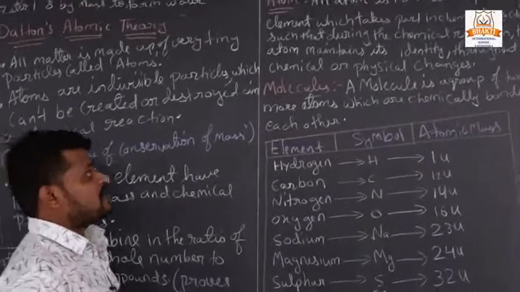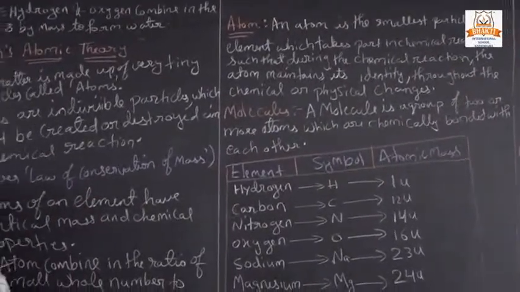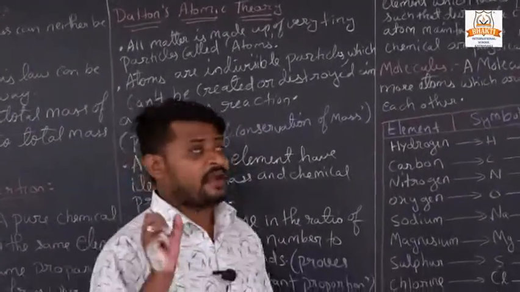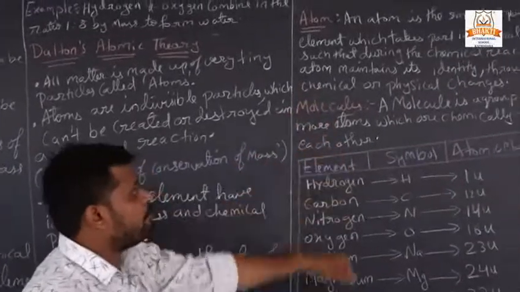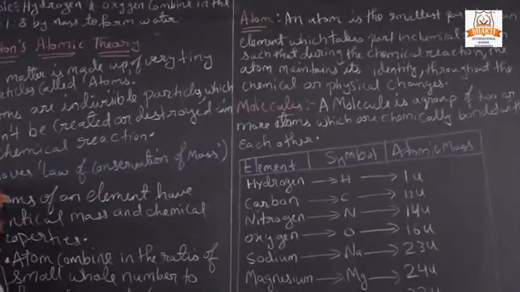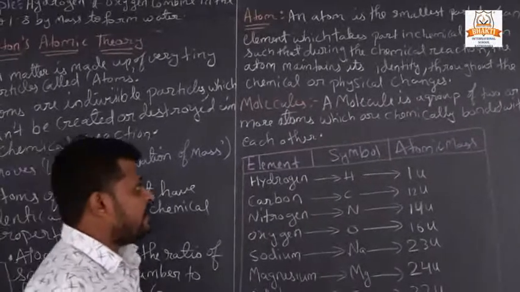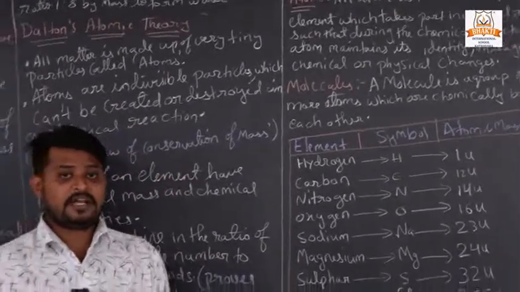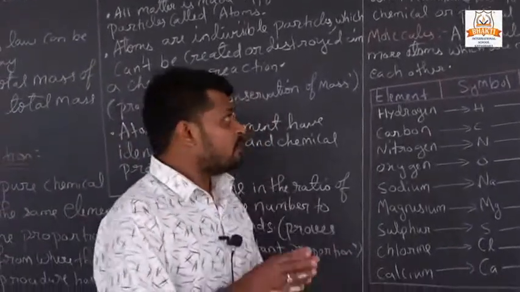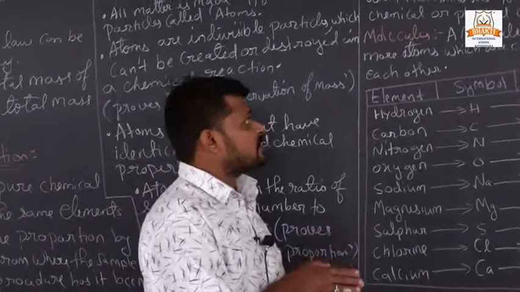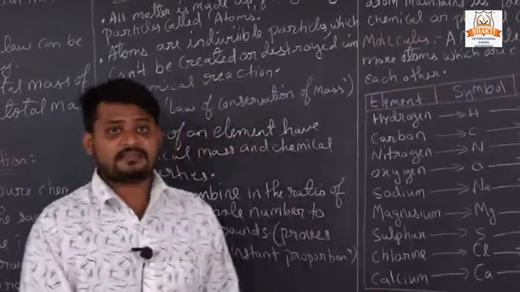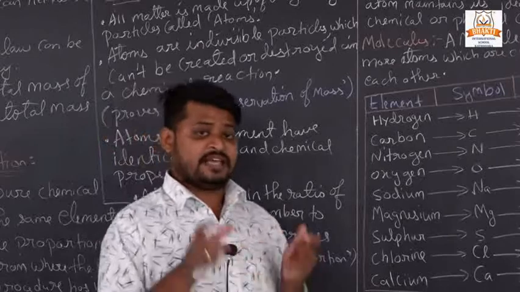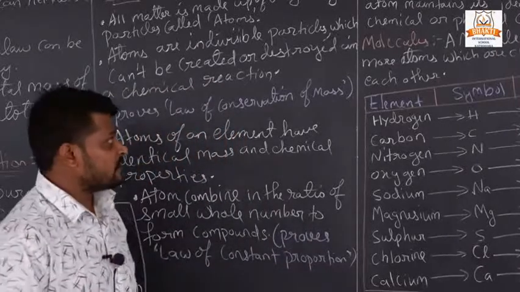Atom. An atom is the smallest particle of an element. All elements are made up of small particles, and those small particles are termed atoms, which take part in chemical reactions such that during the chemical reaction the atom maintains its identity throughout chemical or physical changes. It means atoms are used in chemical reactions, and throughout the chemical reactions the atoms maintain their mass and proportion, and in chemical or physical change they maintain their properties.